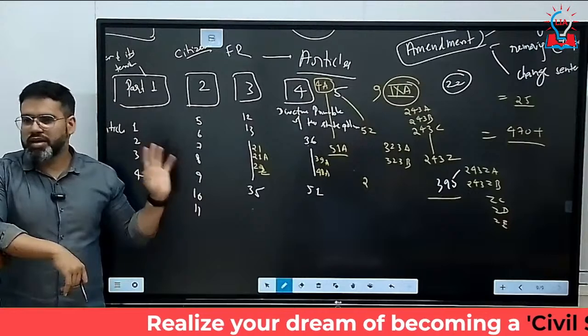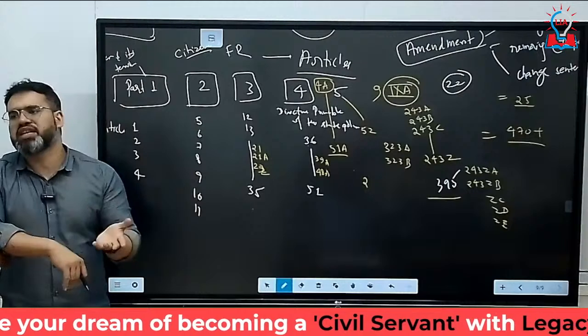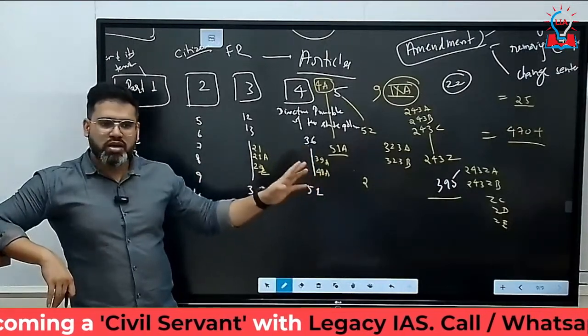So the total article numbers right now is 470 plus. Again, no need to remember this total number; it may change. The only thing to remember is there is no article number with 396 or 397.